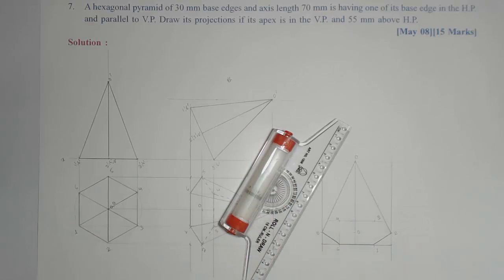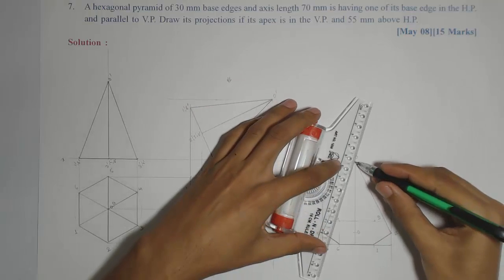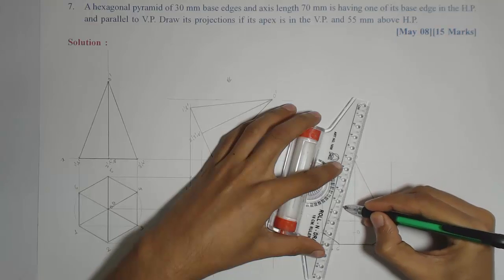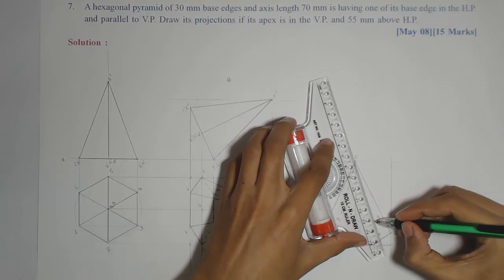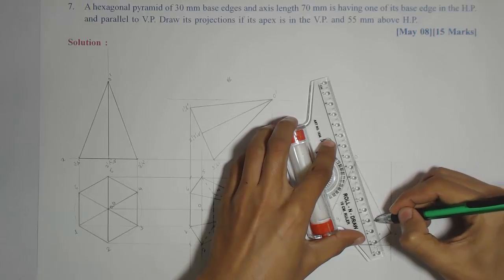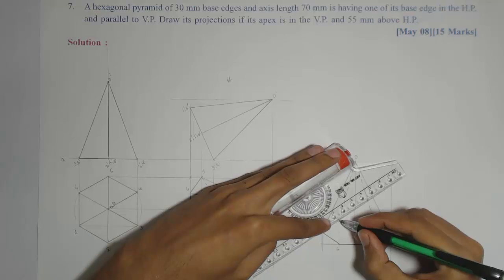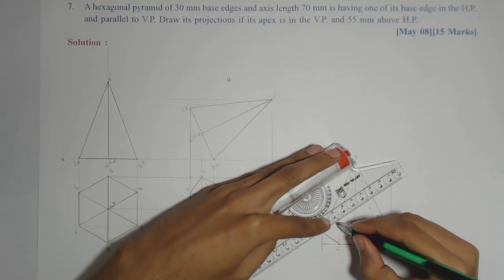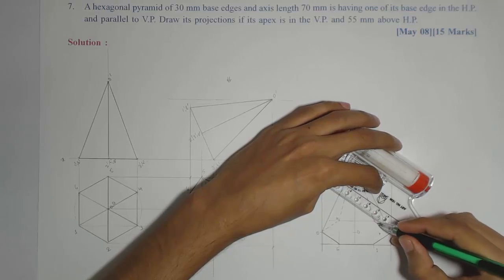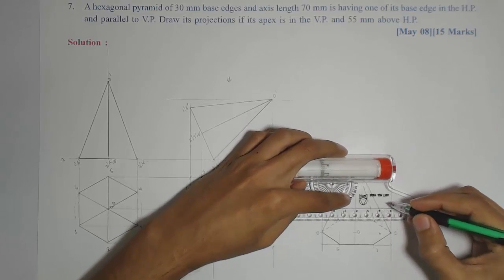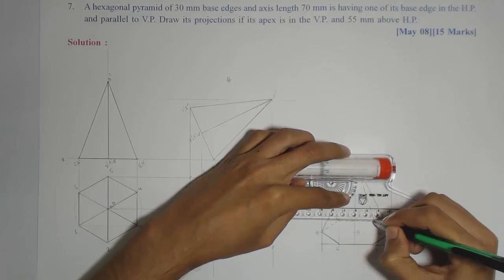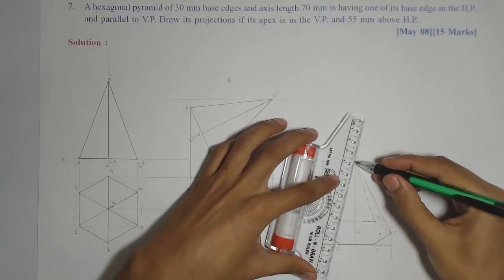Then slant edges, and 4 and 3, everything is dotted from 4 and 3. We will keep the same visibility for 4 and 3. All lines passing through 4 and 3 are dotted. Then 1 and 6, the slant edges are dark.